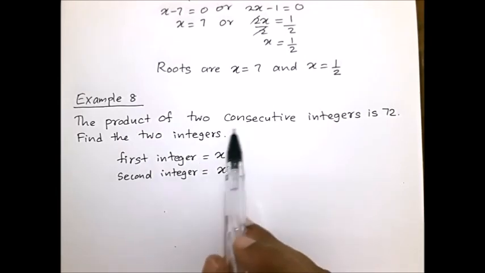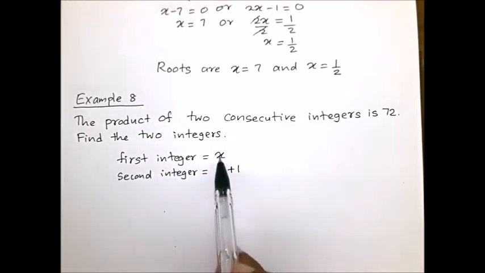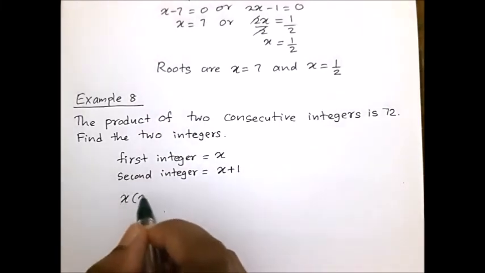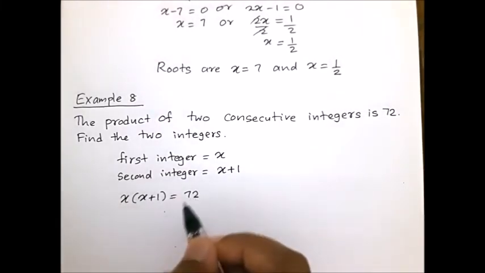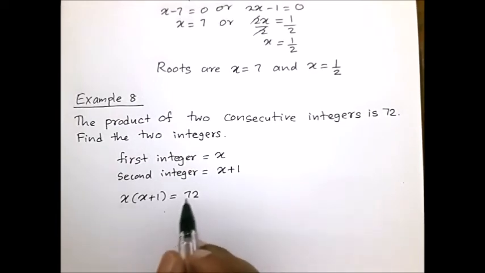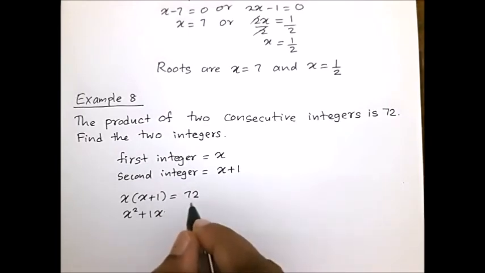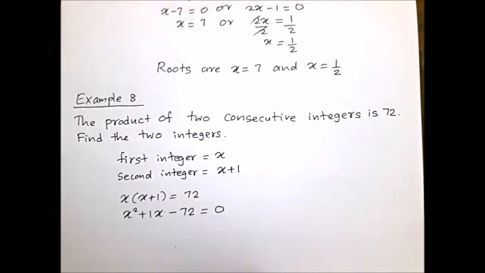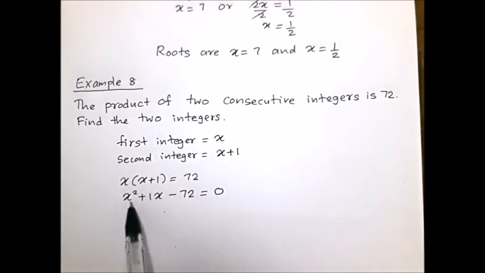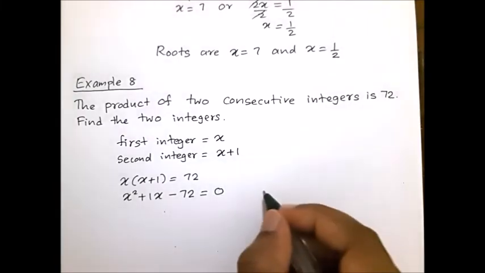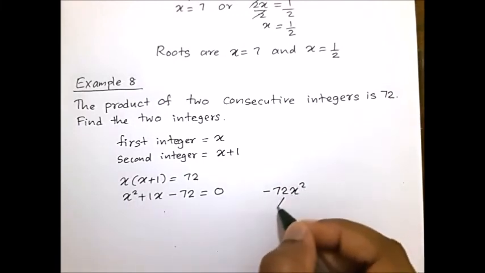The question says the product of these two consecutive integers is 72. So the product of these two, x multiplied by x plus 1, equals 72. Then build up the quadratic equation. Here first remove brackets: x multiplied by x is x to the power 2, x multiplied by 1 is x. Take minus 72 to the left hand side, it is minus 72. Arrange the right hand side as 0. This is a trinomial quadratic expression. First factorize this one. Multiply first term and last term. It is minus 72x to the power 2.